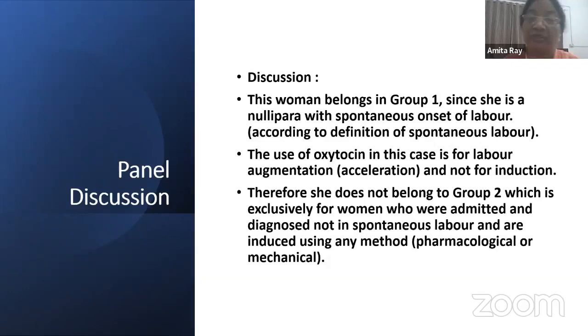And that is why Robson's groups can be easily audited by anybody in the hospital.